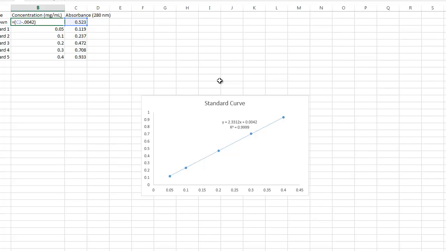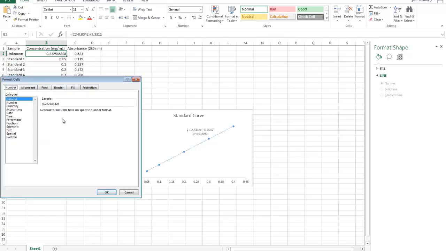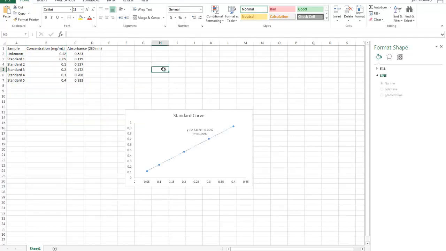Okay, I want to make sure there's some parentheses there. Otherwise, the algebra will get all messed up, and it will try and divide the wrong things. So I'm now going to divide by my slope, which is 2.3312. Of course, what you see I'm doing is I'm simply rearranging the algebra so that x is by itself. Okay, so I hit enter, and that is my concentration. Of course, way too many sig figs, so format cells, number, let's call it 2, even though really I only get 1. Now, I know my concentration.